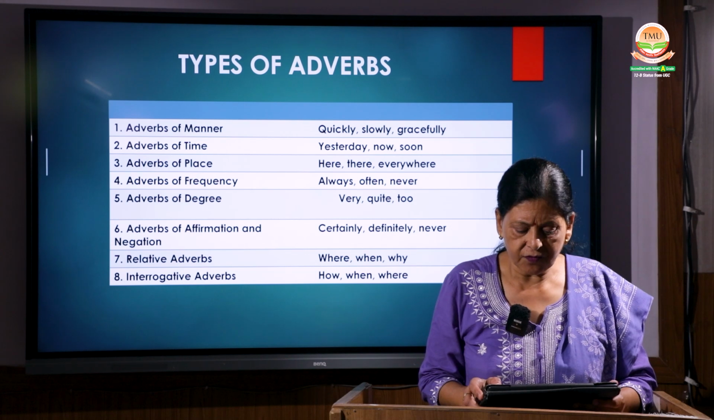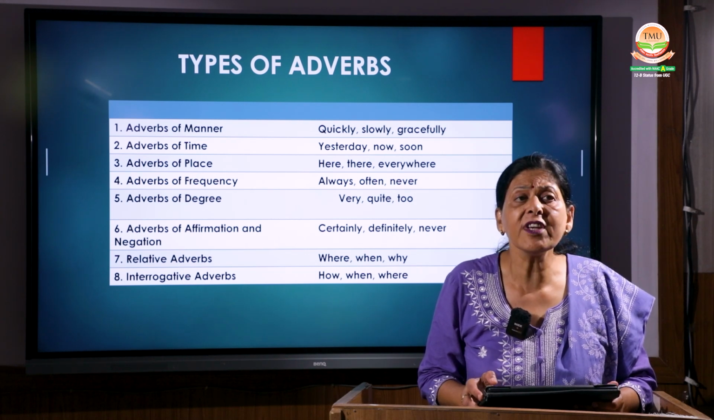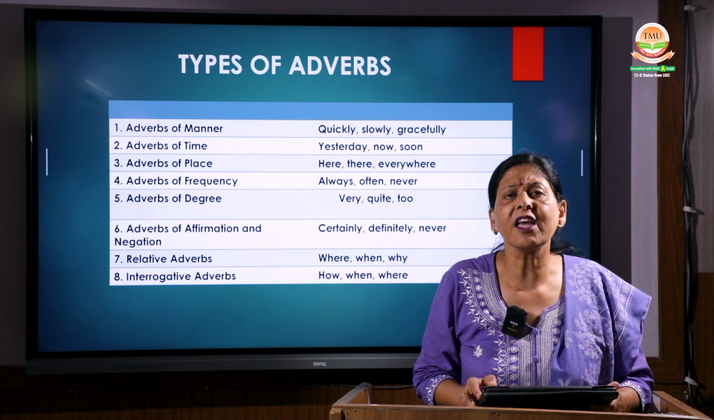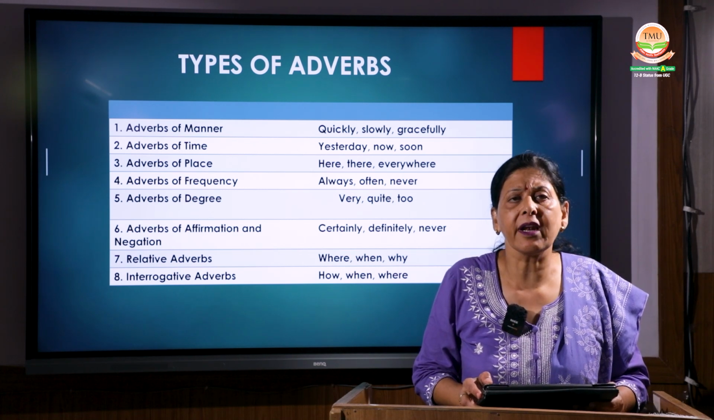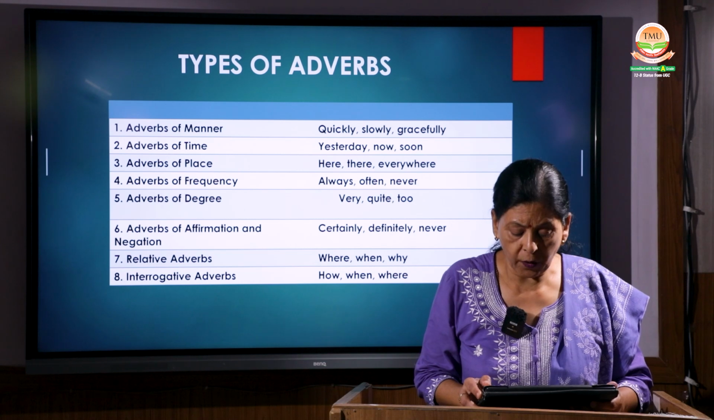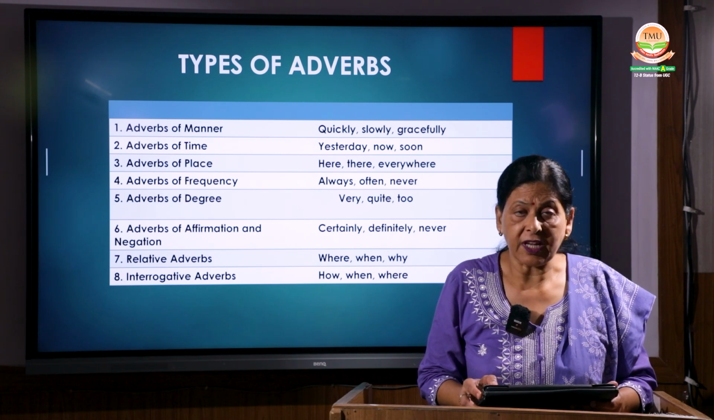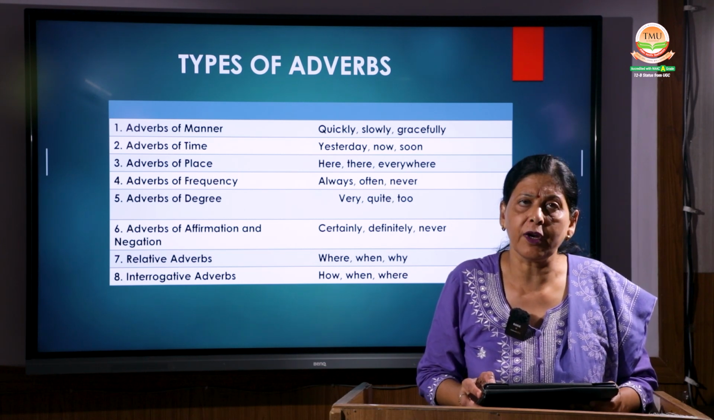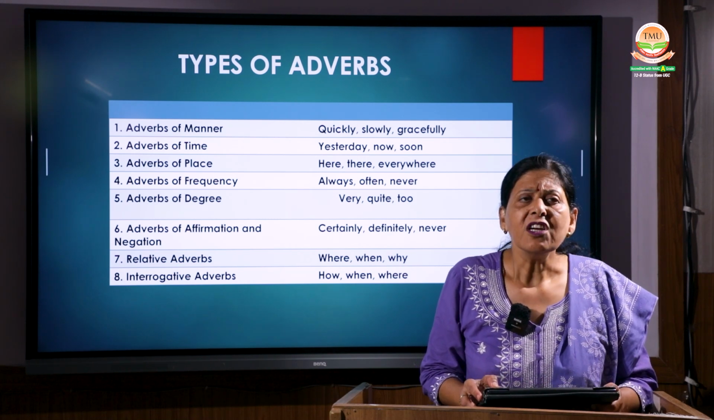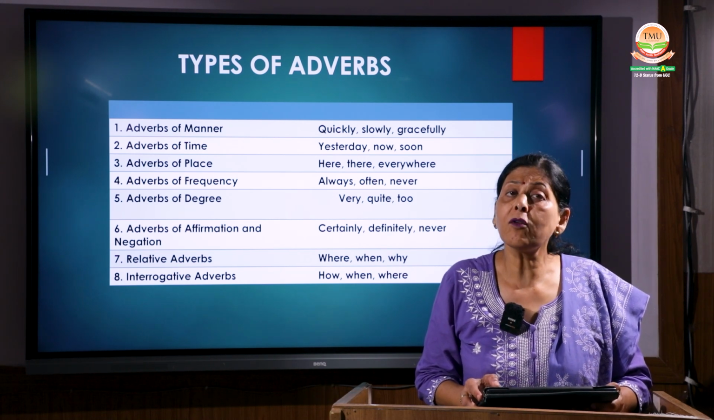Adverb of manner, as the name shows, tells in which manner the action has taken place. For example, quickly: I ran quickly. So, quickly means how did I run? I ran quickly. Then gracefully: she has aged gracefully. How has she aged? She has aged gracefully. Slowly: she eats slowly. So how does she eat? She eats slowly.